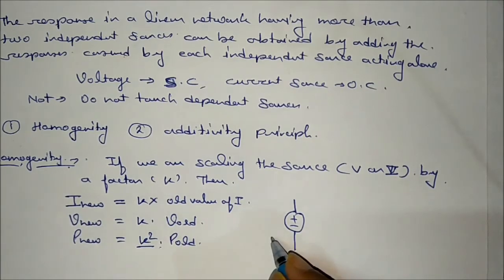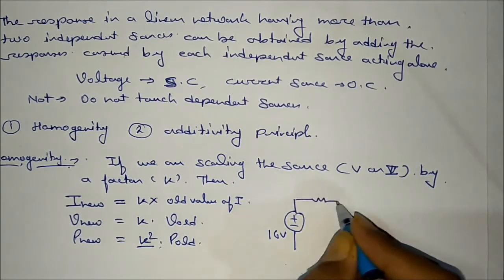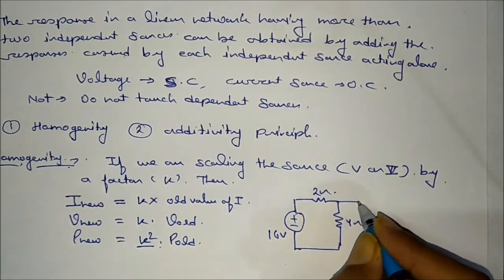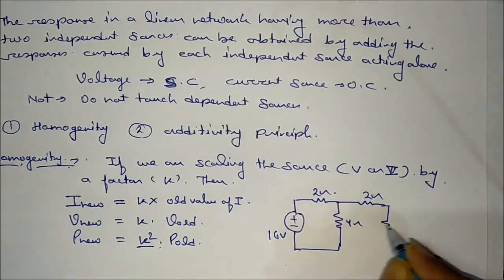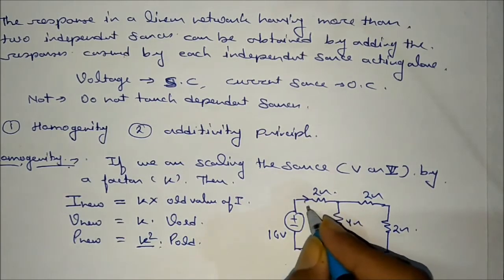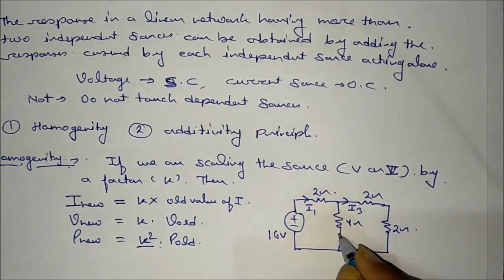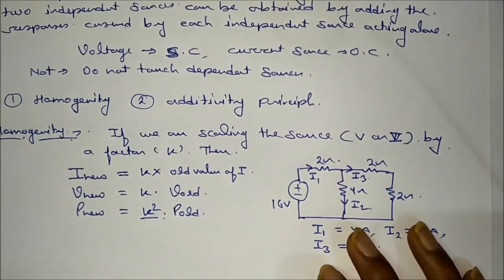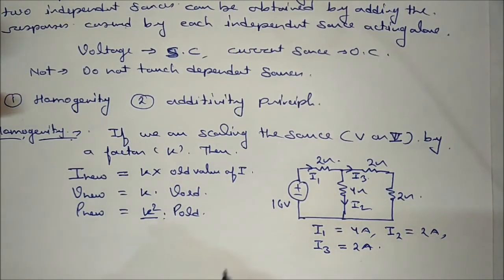So let's take a network. Let us assume this is 16 volt, this one is 2 ohm, this one is 4 ohm, this one is 2, and this one is again 2. Now if you want to find I1, I3 and I2, you can easily find all these values. You will get I1 equal to 4 ampere, I2 equal to 2 ampere, and I3 equal to 2 ampere.